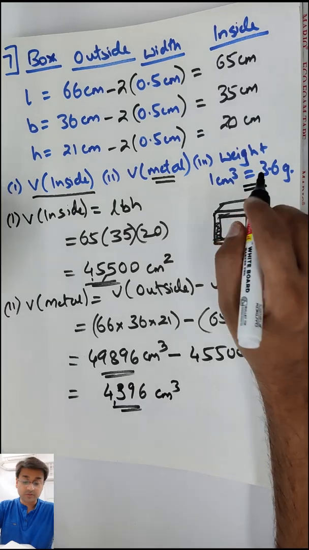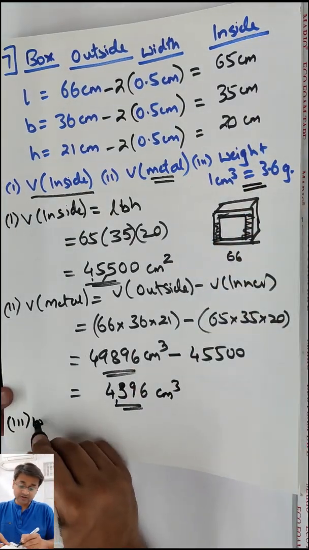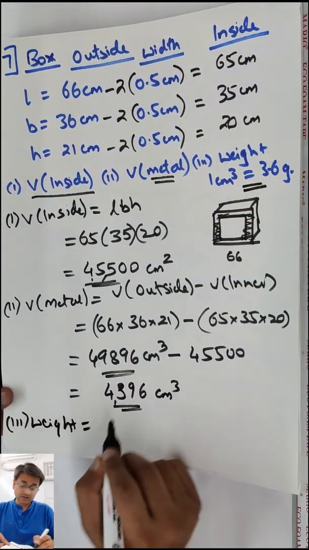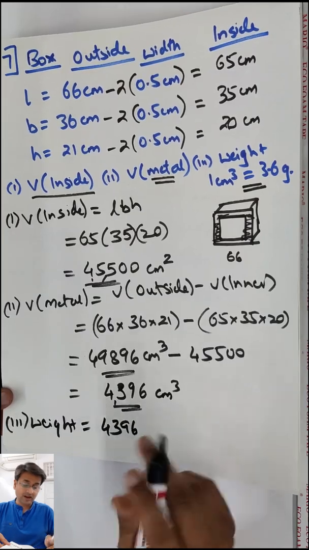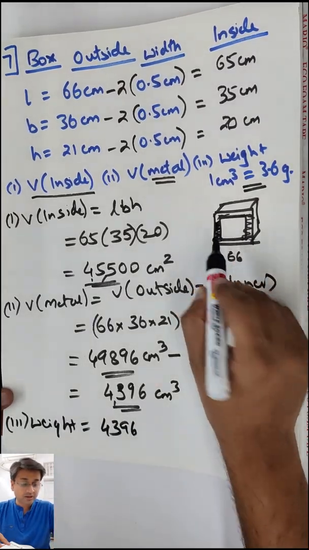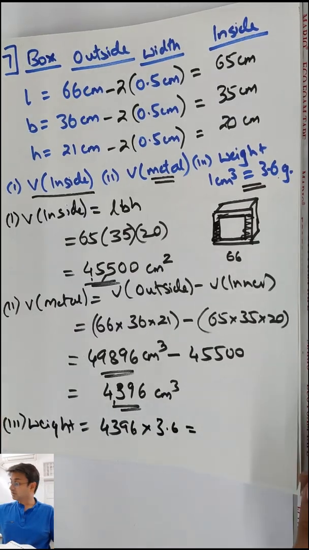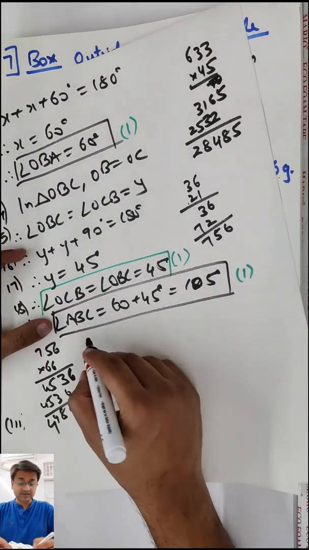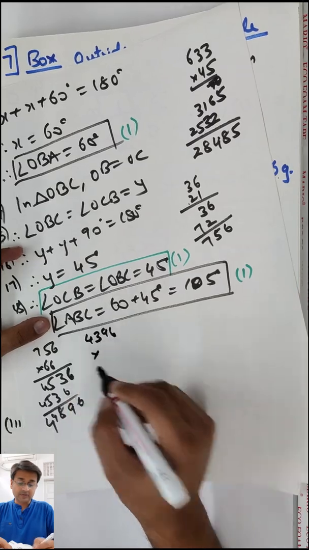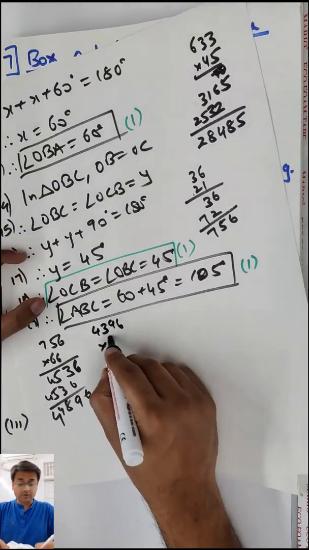And lastly, what will be the weight? So we will say weight is equal to whatever the volume of that metal, that is this part only, multiplied by each gram, that is 3.6. So we'll have to take this 4396 and multiply it by 3.6.